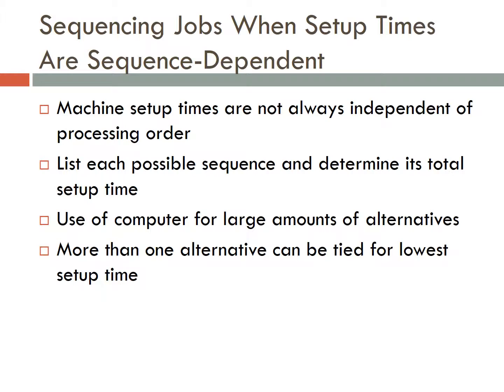Many times it's assumed that the machine setup times are independent of processing order, but that's not always the case. Sometimes a manager may want to schedule jobs at a workstation taking those dependencies into account. So there are ways that you can sequence jobs to help minimize the total setup time. And one of the simplest ways to do this is to list all the possible sequences and determine its total setup time. And this is easy to do when the number of jobs is like 2 or 3, but sometimes it gets really complicated and there's all types of alternatives, and so the numbers get larger and you can't really do that manually anymore. So sometimes the manager will use a computer to help generate the list and identify the best alternative. And more than one alternative can be tied for the lowest setup time.